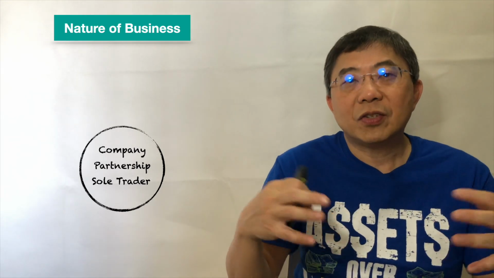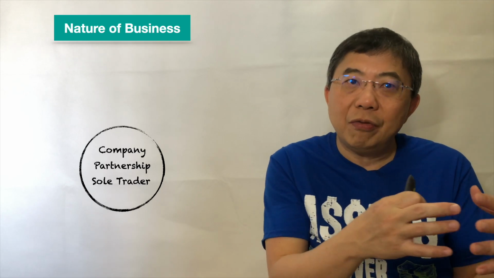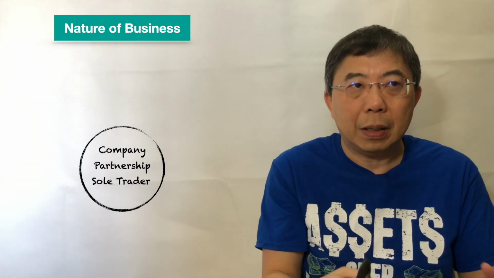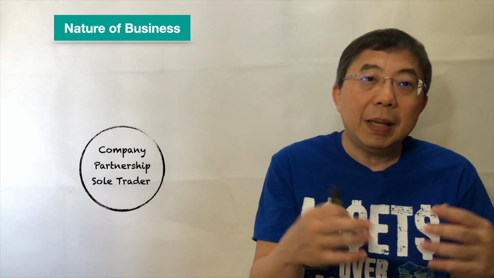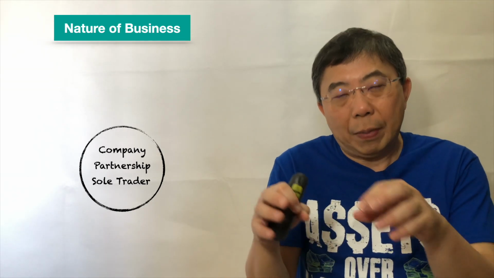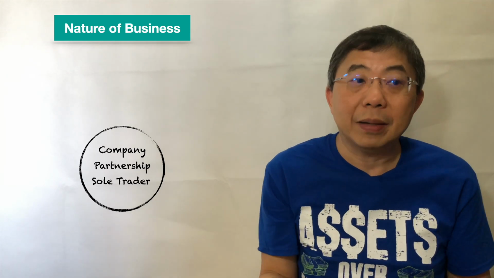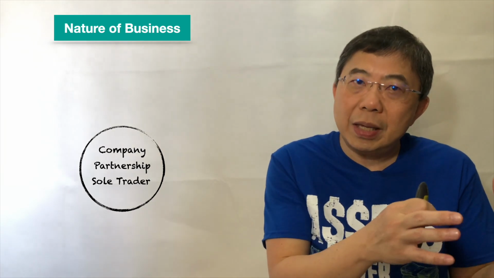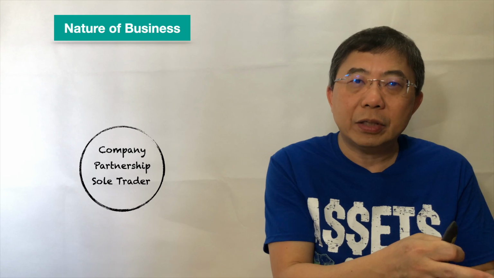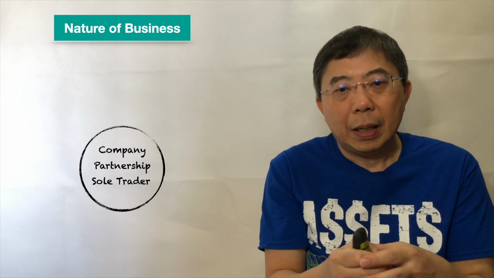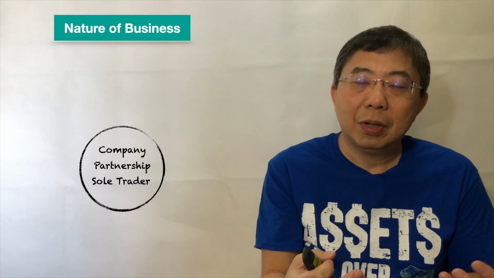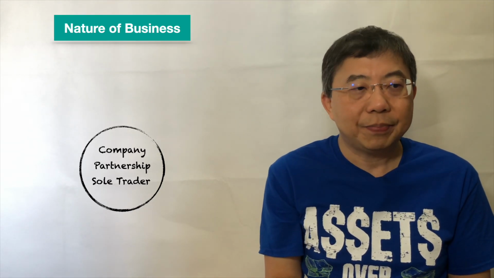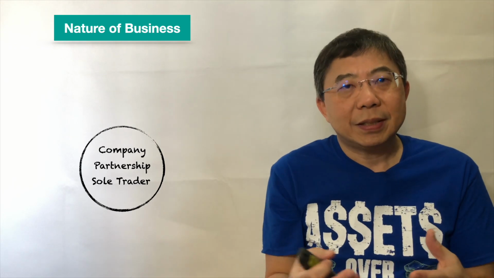Now, if you wanted to expand your business, then you may form a partnership with another person or a few other persons. In Malaysia, there is a limit of about 20 partners in a partnership. Now, both a sole trader or a sole proprietorship and a partnership, the owner or the partners are personally liable for running the business. Finally, we have companies.